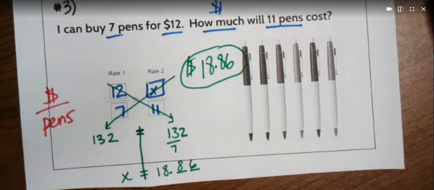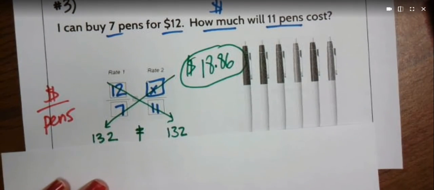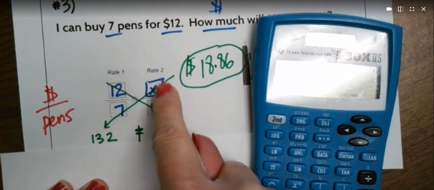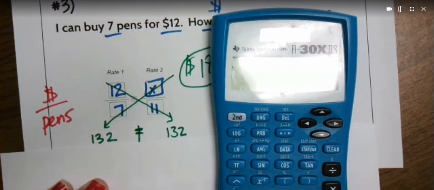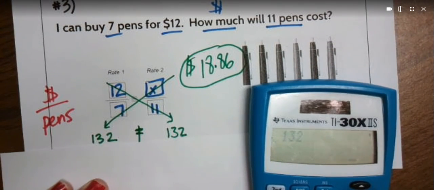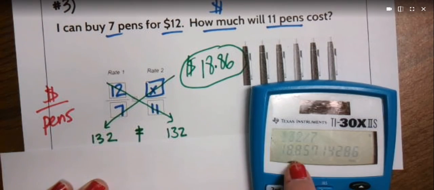Now, I want to show you something. Remember how we said that both sides were equal and both sides are 132. You know that this 12 times 11 is 132, so it means x times 7 is 132. So if I want to figure out what number times 7 is 132, I could use my calculator and just type in 132 divided by the 7. That gives me the x value, and I get the exact same answer.